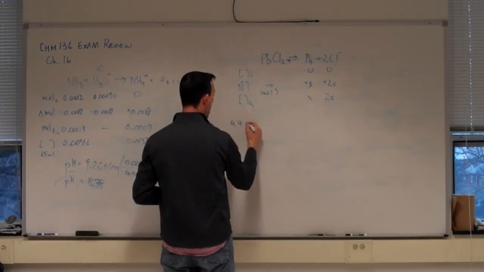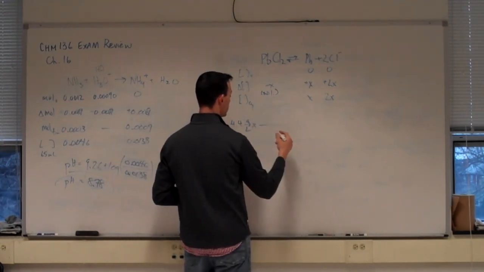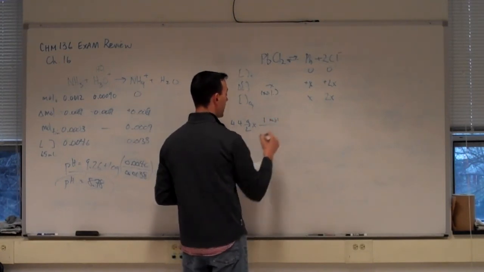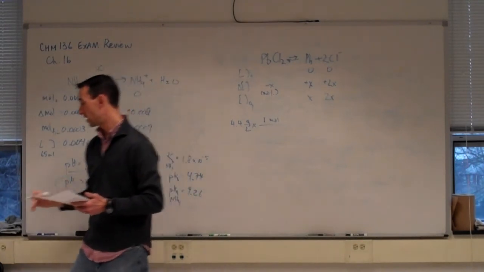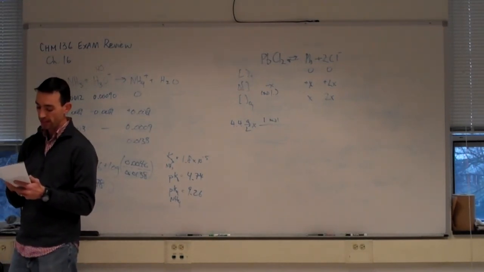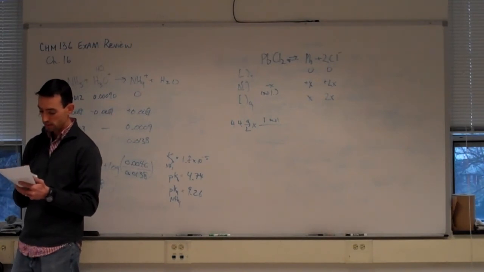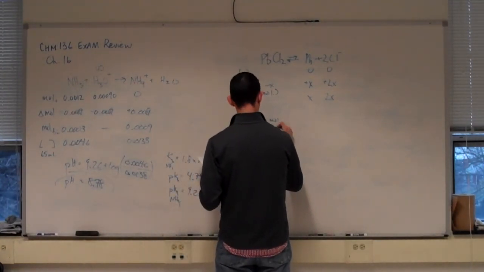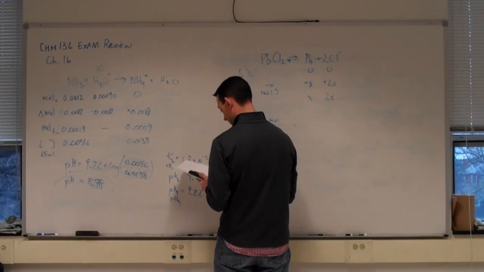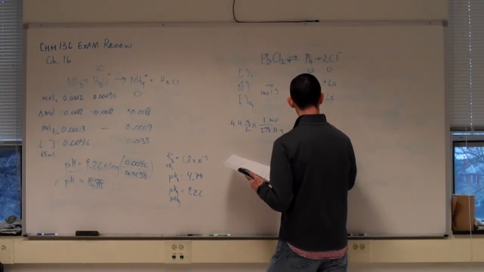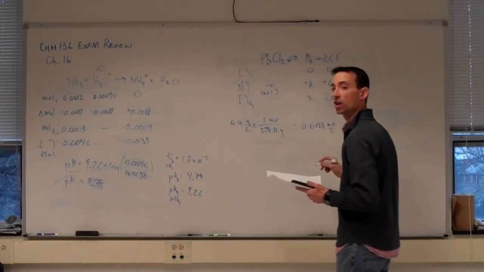So with the 4.4 grams per liter, all we need to do is convert this to moles per liter by dividing by the molar mass of lead chloride. So we get our periodic table, add together lead, which is 207.2, and 2 chlorines. It's pretty heavy, 278.11 grams. So we're looking at 0.0158 moles per liter that actually dissolve.